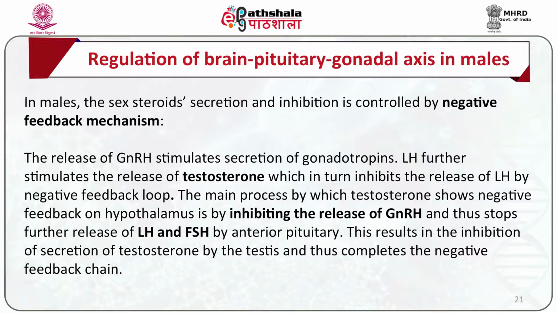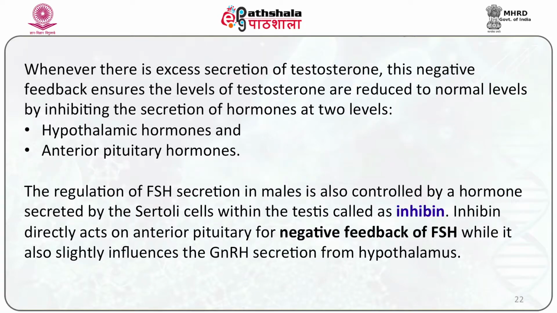This results in the inhibition of secretion of testosterone by the testis and thus completes the negative feedback chain. Whenever there is excess secretion of testosterone, this negative feedback ensures the levels of testosterone are reduced to normal levels by inhibiting the secretion of hormones at two levels. One is the hypothalamic hormones and second is regulation at the anterior pituitary hormone.